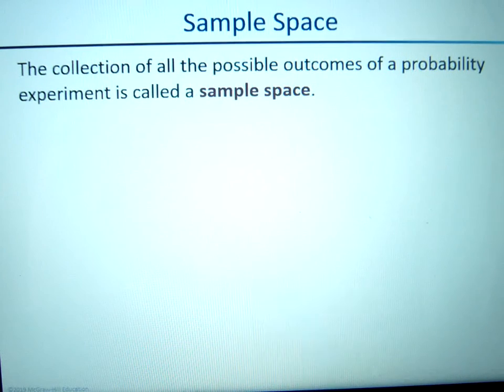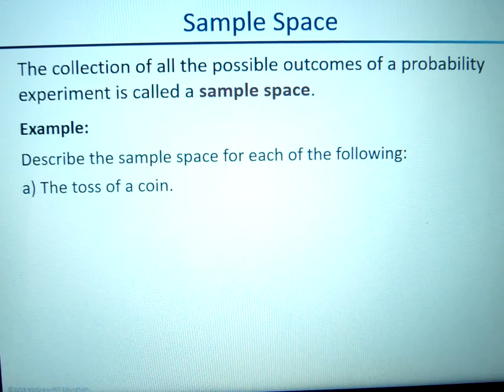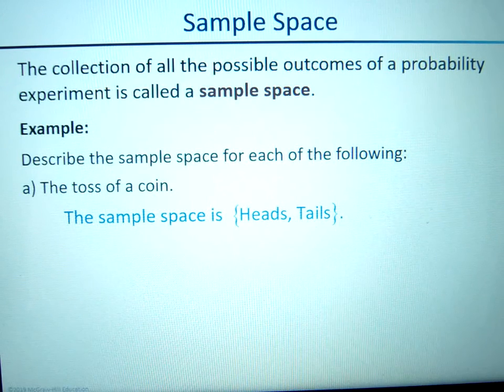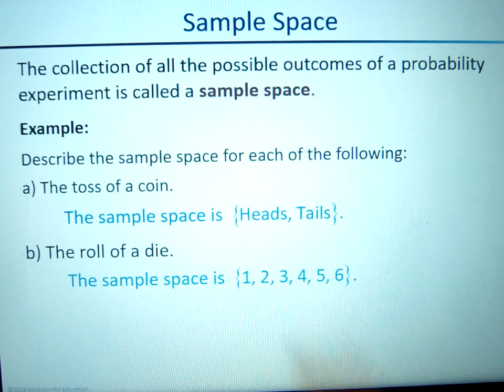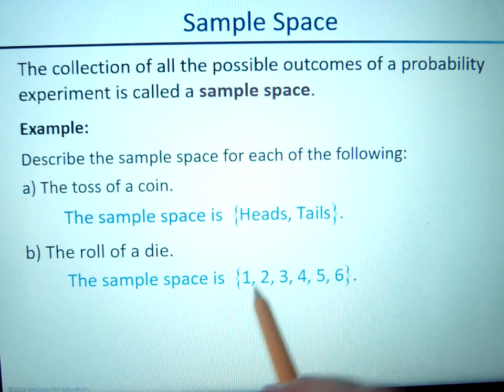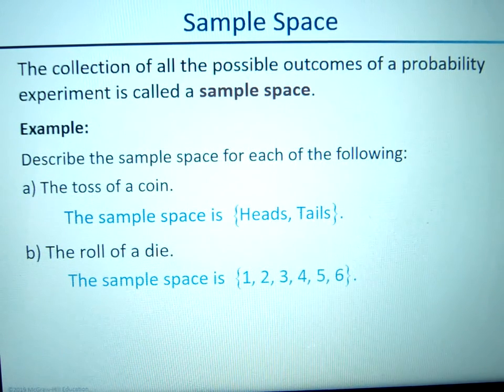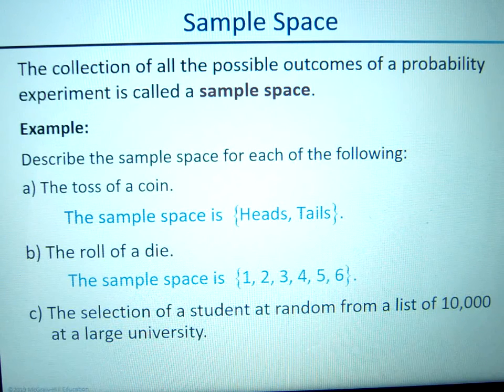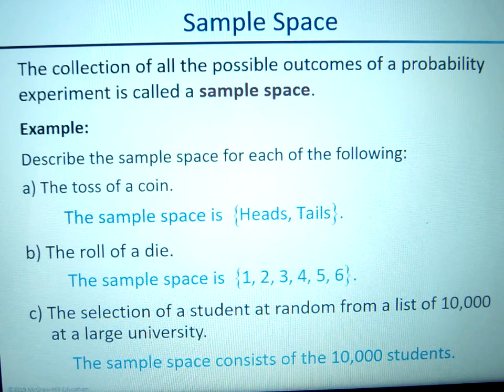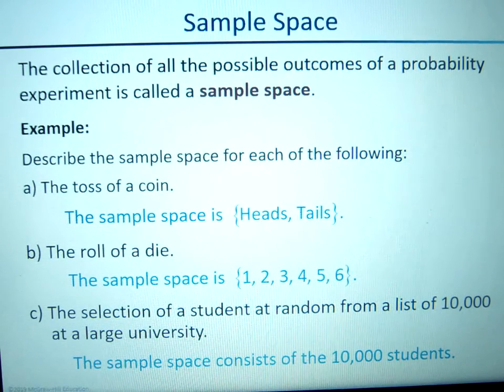Now, the collection of all the possible outcomes of a probability experiment is called a sample space. So when we take a look at tossing a coin, the sample space is simply going to be heads or tails. If you roll a die, the sample space is going to be 1, 2, 3, 4, 5, or 6, if it's a 6-sided die, that is. And those would be your possibilities. If you select a student at random from a list of 10,000 at a large university, the sample space will consist of the 10,000 students, might be by number or by name.